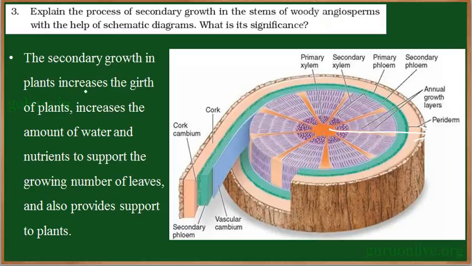Now this leads to an increase in the girth of the plant, that is, an increase in the diameter of the plant. So when the diameter increases, it provides support to the plant, and since the plant is growing tall, it requires a strong base, a strong support, and that support is provided by the secondary growth. And since more xylem and phloem is being added, it helps in increasing the amount of water and nutrients to the growing tree. So more water and nutrients will be supplied to the leaves and to the stem. So this is the significance of the secondary growth.